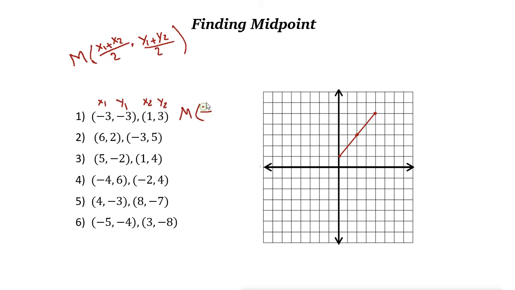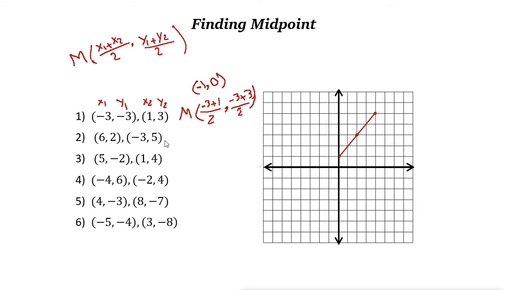x1 is negative 3, x2 is 1, so negative 3 plus 1 divided by 2 is the value of x. And for y, y1 is negative 3 plus y2 is 3, divided by 2. Now, if you simplify, negative 3 plus 1 is negative 2, divided by 2 is just negative 1. So the x of the midpoint is negative 1, and negative 3 plus 3 is 0, divided by 2 is just 0. So negative 1, 0 is the midpoint of these two points.